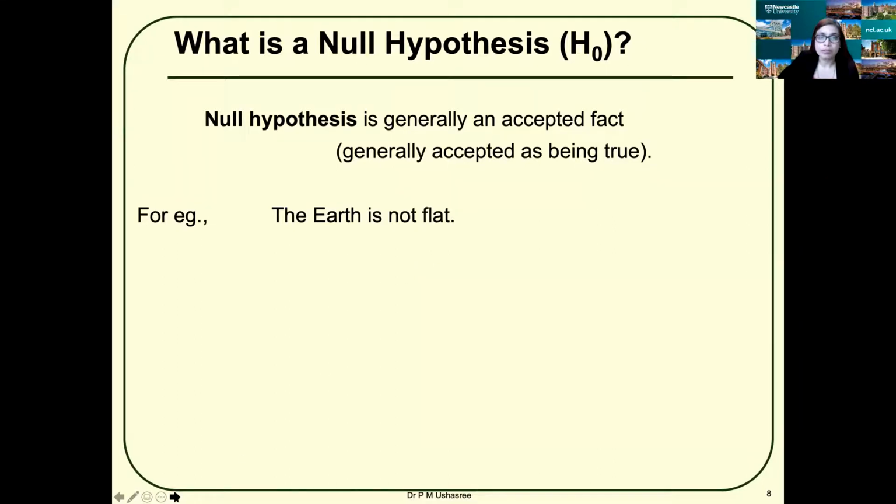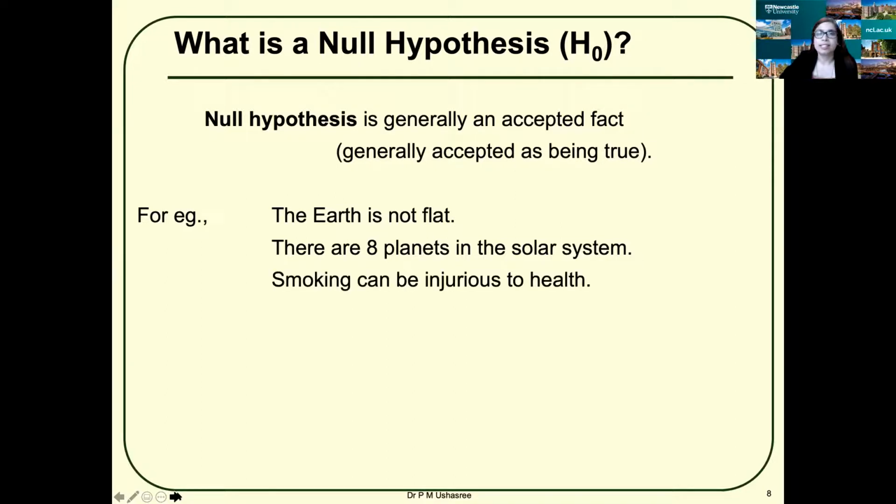Or there are 8 planets in the solar system. Again, it's a generally accepted fact. Smoking can be injurious to health. Again, it's an accepted fact. So all these are called null hypotheses. A generally accepted fact, or generally accepted as being true, is a null hypothesis. Can you think of any good examples of a null hypothesis?